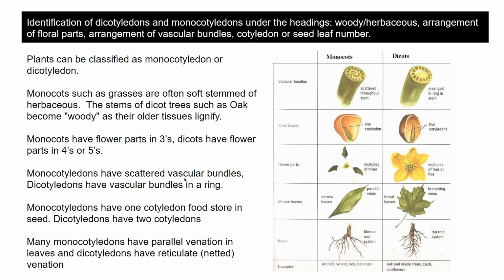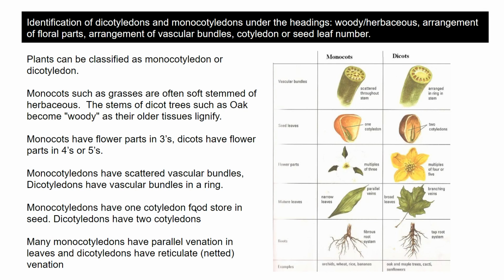If we look at the vascular bundles, okay, as we would have drawn already, the vascular bundles in a dicot are in a neat little ring close to the dermal tissue on the outside, whereas in a monocot, the vascular bundles are scattered. Okay, so that's a big difference. Scattered vascular bundles in a monocot, but vascular bundles in a ring in a dicot.